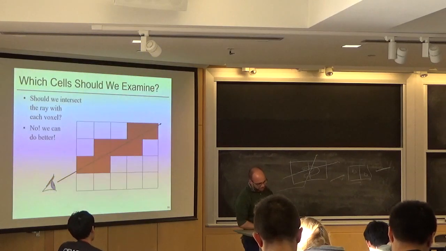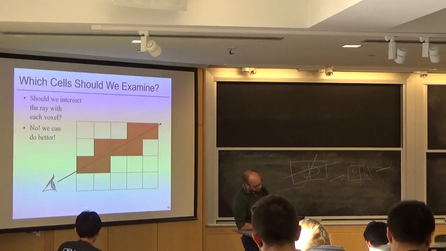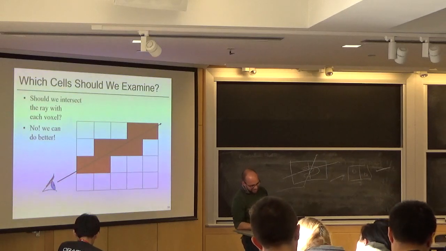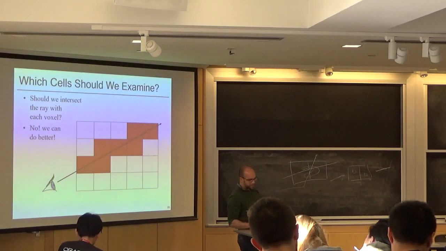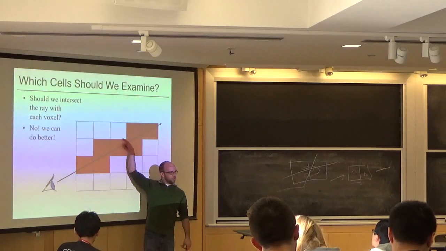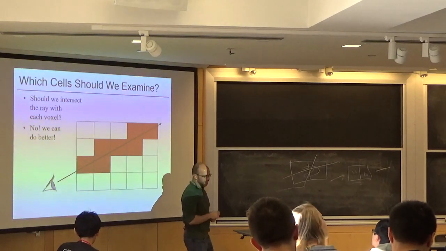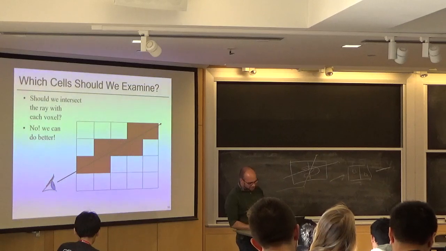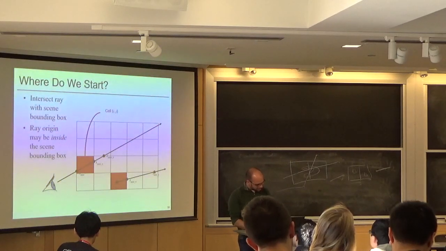So then the last question we should ask is, do you intersect the ray with every voxel? Obviously not. And in fact, you don't even have to intersect the ray with every voxel along this line. I just have to start with the front one and work my way backward until I run into something. Really sneaky. And so that's the very basic trick.